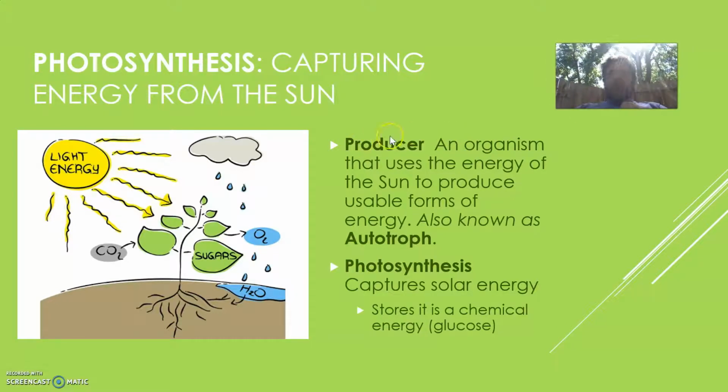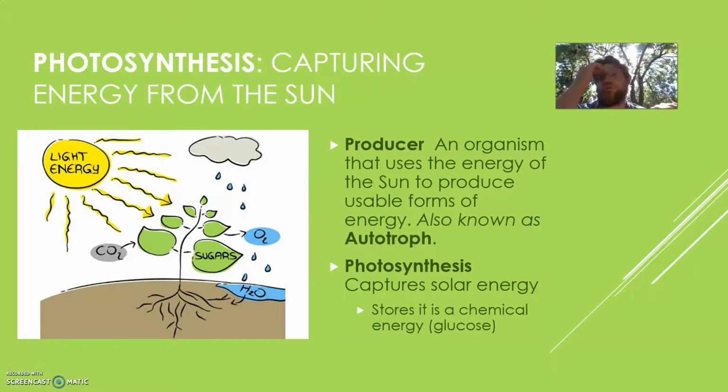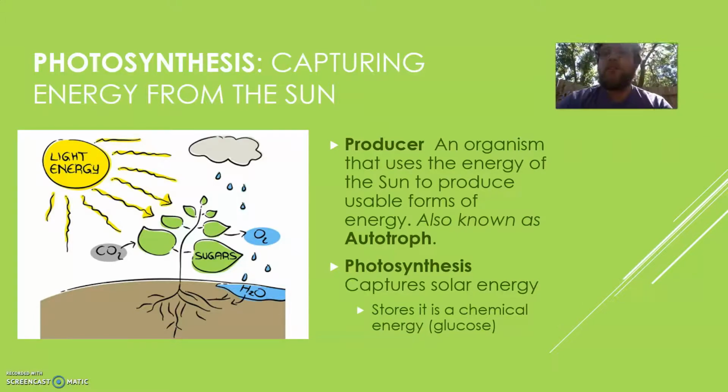So we need producers, like plants or any organism that uses the energy of the sun to produce usable forms of energy for the rest of an ecosystem. We can also call these autotrophs. They're self-feeding. They can get their own energy from the sun.